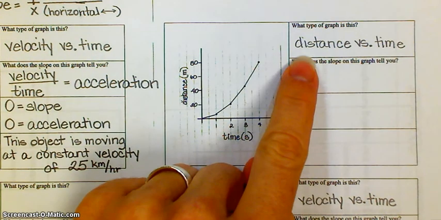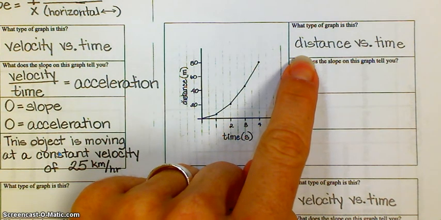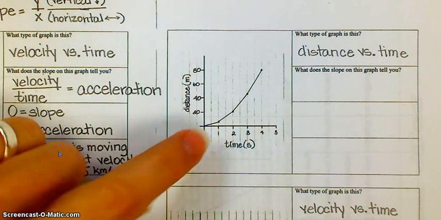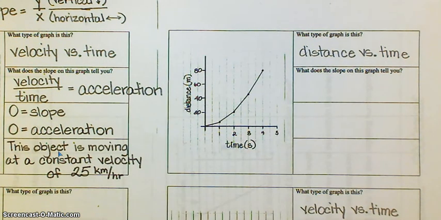Okay, so this one is a distance versus time graph. You've got distance on the y-axis, time on the x-axis. All right, what does the slope represent here?